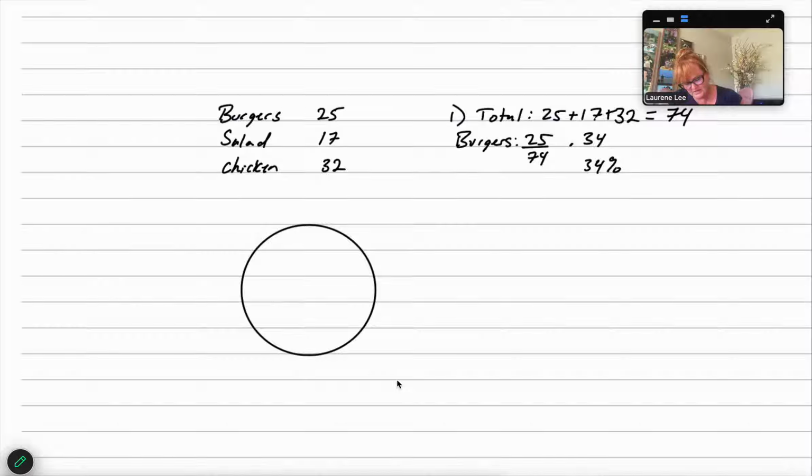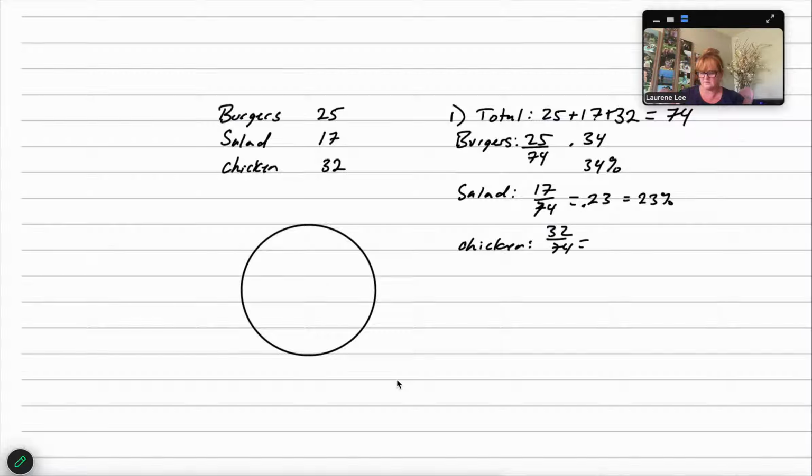All right. Then we're going to do salads. 17 out of 74 is, we're going to call this 0.23, which is 23%, moving the decimal 2 to the right. And then chicken, we're doing 32 out of 74, which is 0.43, which is 43%. Now, at the end of the day, we rounded a little bit, but these percentages should add up to 100 if you did it right. So you can check that way. We're pretty close.